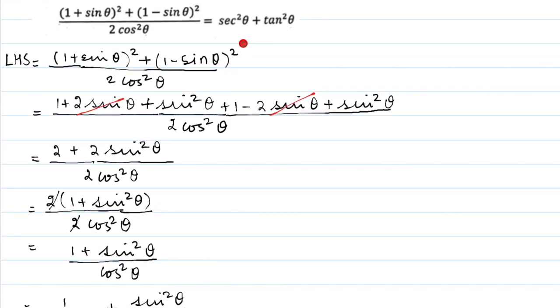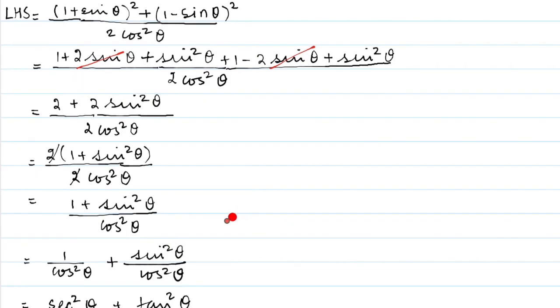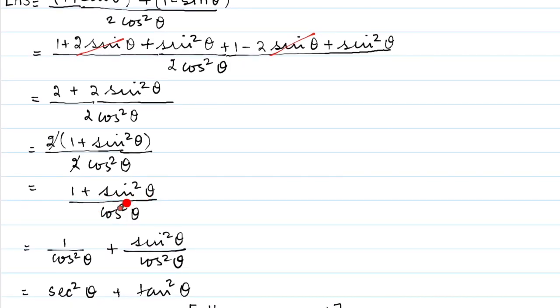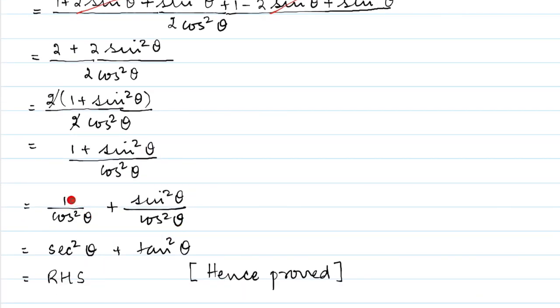Now, where do we have to go? We have to go to sec square theta plus tan square theta, which means there are two terms. So we will split this. 1 upon cos square theta plus sine square upon cos square theta. 1 upon cos square is sec square. Sine square upon cos square is tan square. And that is our right hand side. And we have proved it.